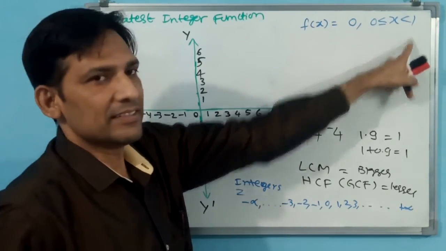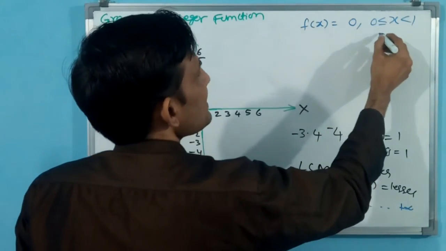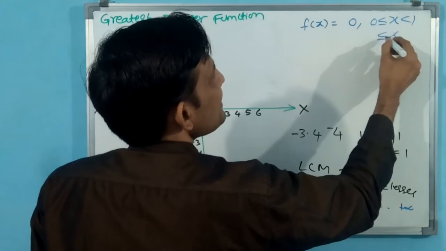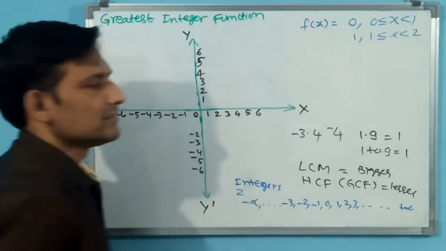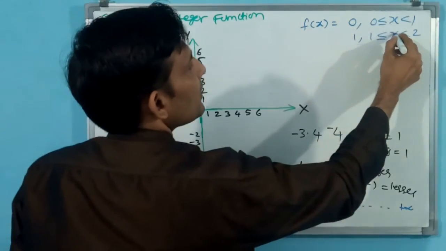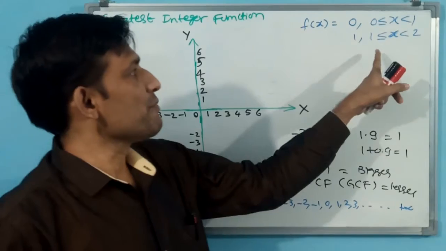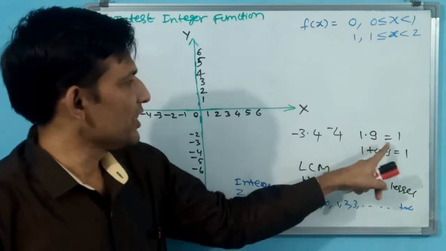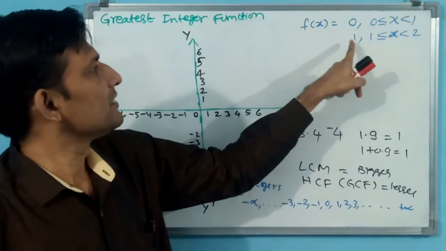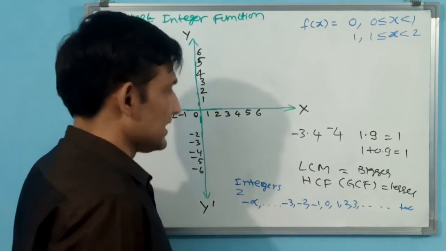Less than 1. What if it is 1 or greater than 1? I am telling. See, x is greater than or equal to 1 but less than 2. It will take 1. You understand na? Why? Because see, it may be greater than 1 but less than 2. That is why it will take 1 only. Okay. Now third also we will see.